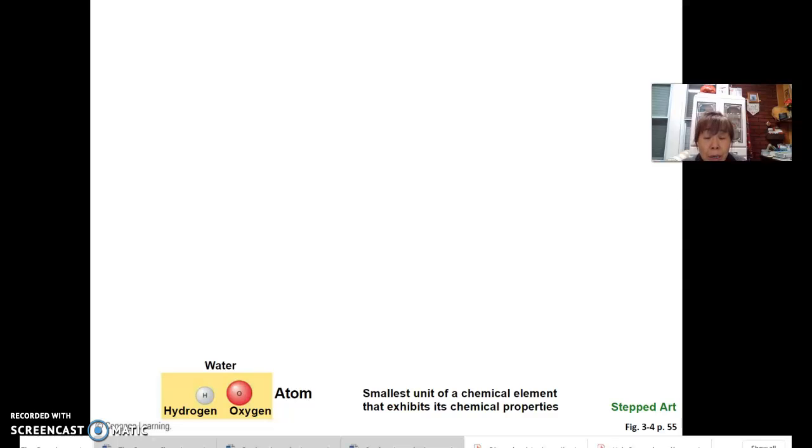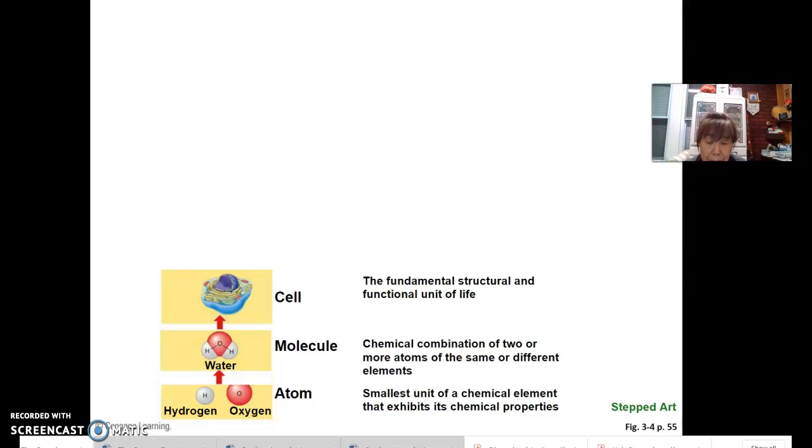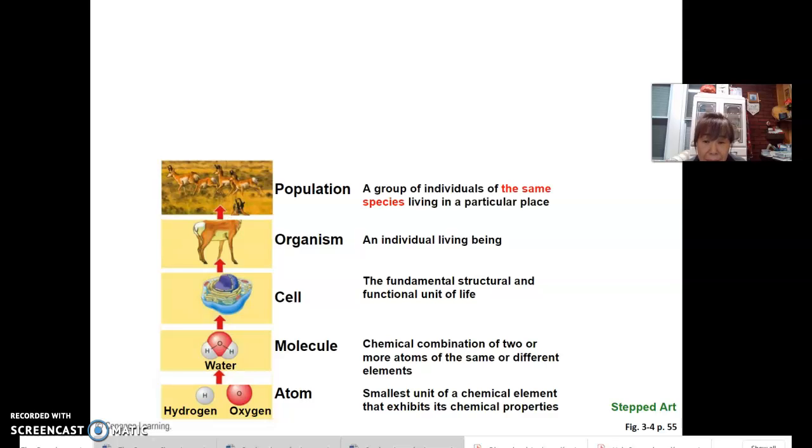So we are going to quickly look through the levels of organization in living things. You start with the atom, the smallest unit of chemical elements that exhibits their chemical properties. Then atoms form a molecule, a chemical combination of two or more atoms of the same or different elements. And then molecules form cells, the fundamental structural and functional unit of life. Then it's organisms. Those are individual living beings.